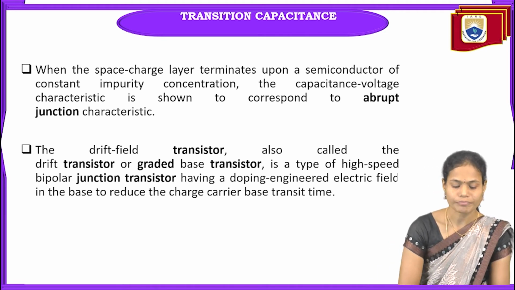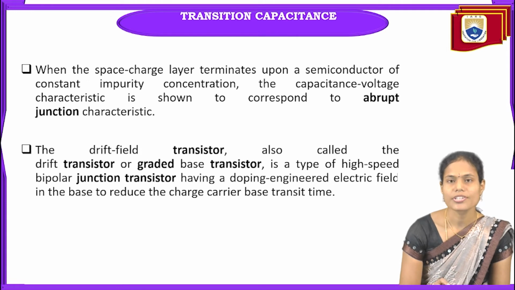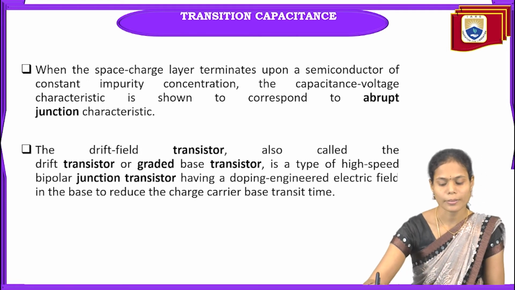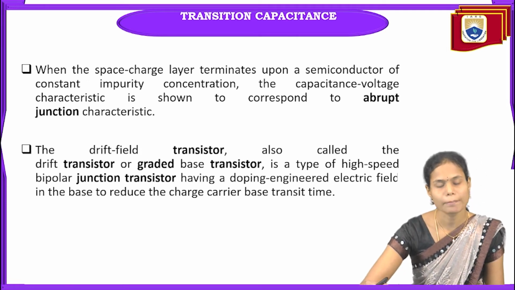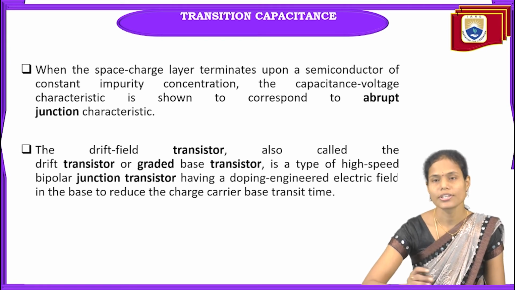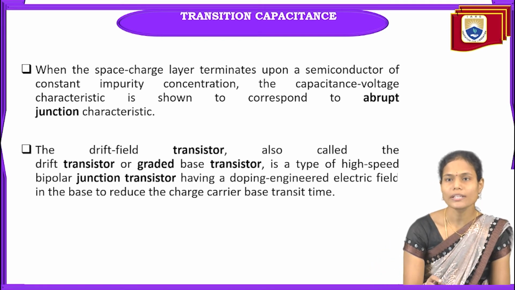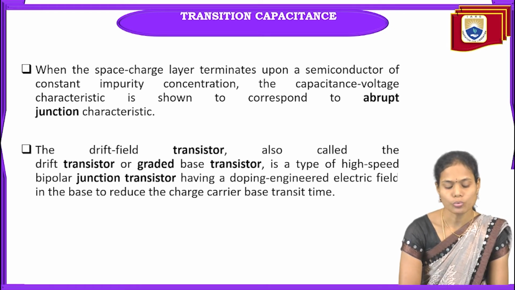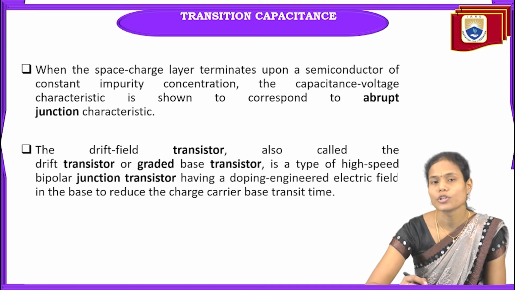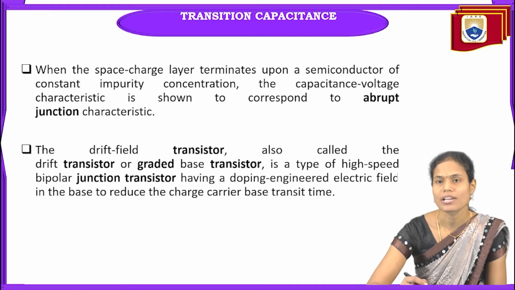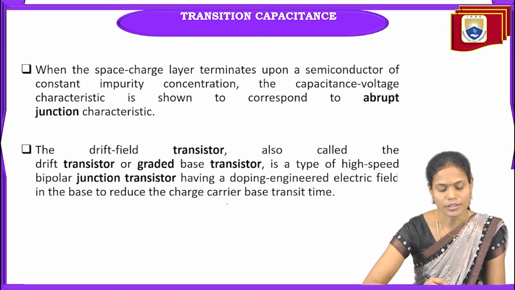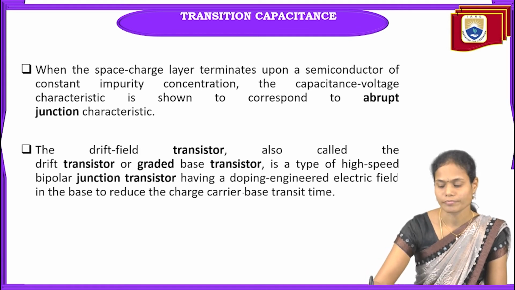And similarly, the graded junction transistor is a type of high speed bipolar junction transistor. It has a doping electric field that is less compared to the other, that is, the doping level is very less in the base, so that the base transition time is also very less. In that case, we can say it is the graded type of junction transistor.